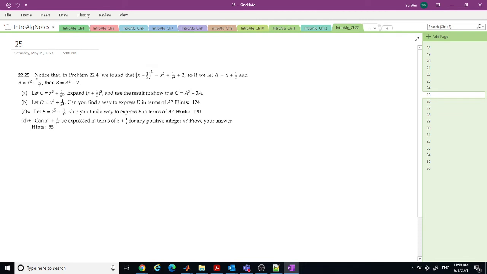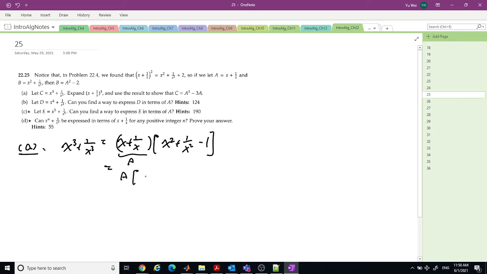Next. If we noticed this in the previous ones, so A is, let's show, x cubed plus 1 over x cubed is x plus 1 over x, right? Then it is x squared plus 1 over x squared minus 1, right? So that's why you can see this is A, then this is x plus 1 over x, cubed, minus 2, minus 3. So that's why it's A, and A squared minus 3 is A cubed minus 3A.